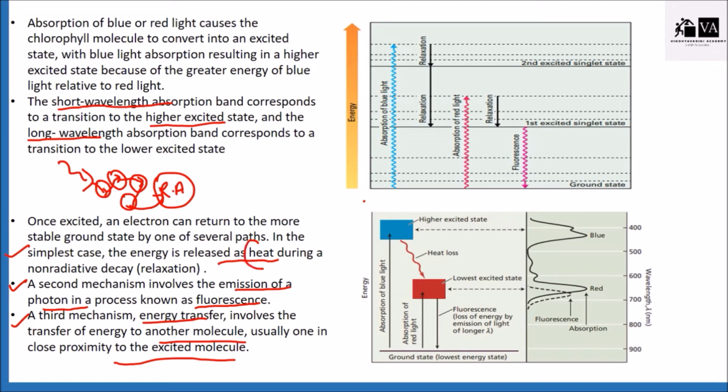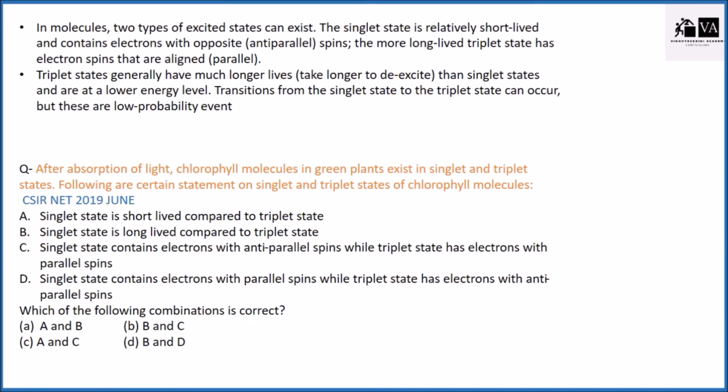First, it will evolve heat. Second, it will emit photon. Third, energy transfer. In the last step, we will study the molecule's excited states. In a molecule, two types of excited state can exist. First is the singlet state and the second is the triplet state.